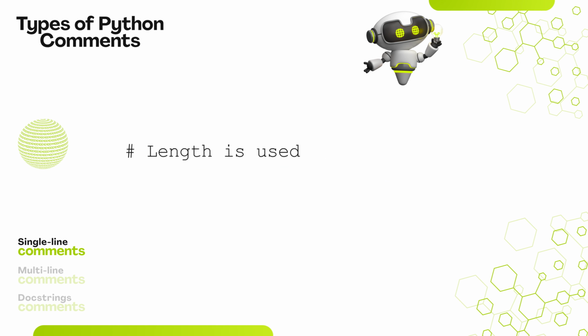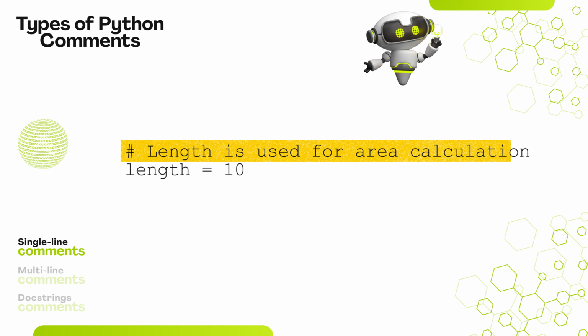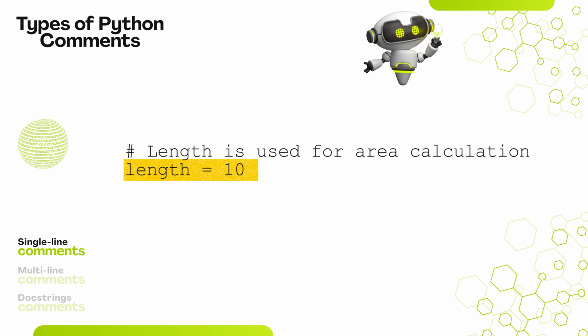Now let's see a practical example. In this case, the comment on the first line explains what the following code is about to do. The hash symbol starts the comment, and everything after it until the end of that line is the comment text. On the second line, we have actual executable code that assigns the value 10 to a variable called length. Notice how the comment and the code are on separate lines.